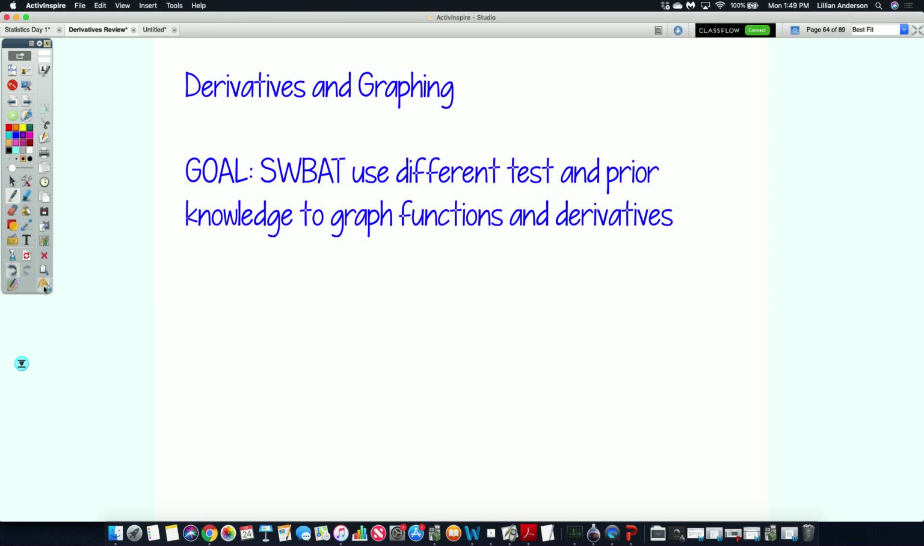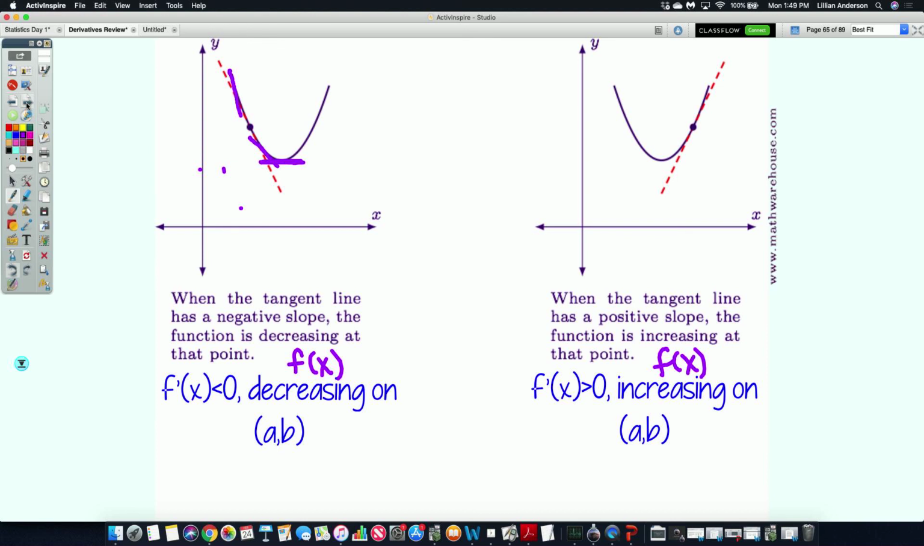First thing we want to talk about is, remember when the tangent line has a negative slope, that means the function is decreasing. But when there's a positive slope, that means it's increasing. So when the derivative is less than 0, remember that means you're decreasing. When the derivative is greater than 0, that means you're increasing. And when the derivative actually equals 0, what does that mean? It means it's a point of inflection. Yes, it's a point of inflection.